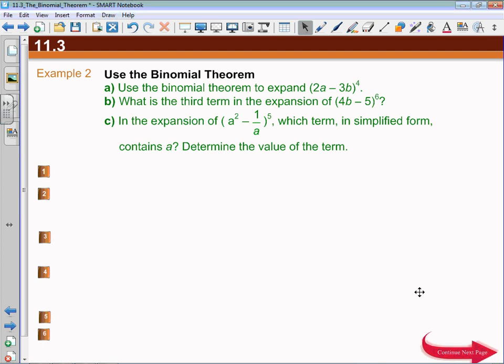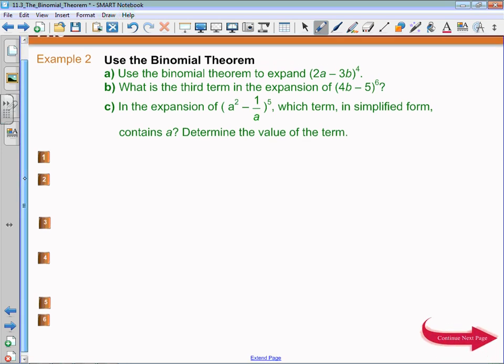Example 2 in 11.3 is really, it should probably be 3 different examples, but we're going to do them A, B, C. We'll just do a new page for each one. I think it's really important that when you see something that just says use the binomial theorem to expand, they do want you to find all the terms. We're going to do that really the same way we did the previous example.